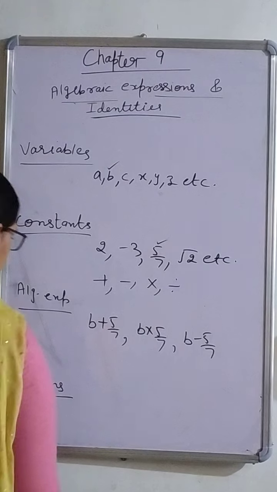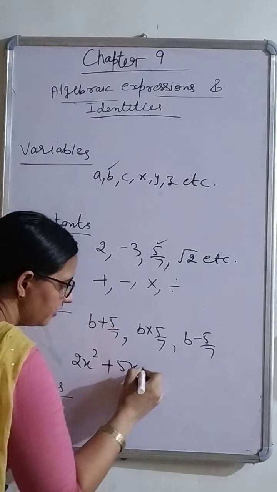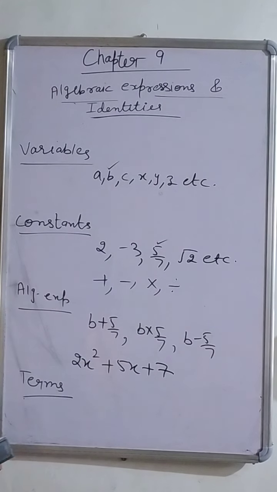An expression can have many terms. Let's see more examples. If I write 2x square plus 5x plus 7, this is an expression because it is a combination of variables and constants. Clear? Now next is terms. Terms are added to form an algebraic expression. We can form an algebraic expression by adding the terms.